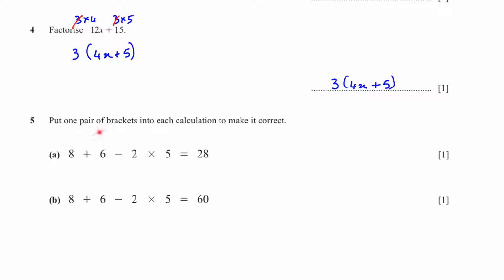Question number 5. Put one pair of brackets into each calculation to make it correct. You need to try out different brackets and see which will give you the answer. For the first one, 6 minus 2 is 4. 4 multiplied by 5, 20. 20 plus 8, 28. The next answer is 60 and you have been given a 5. You know that 5 times 12 is 60. So when you add 8 plus 6, you will get 14 minus 2, which is 12, multiplied by 5, 60.